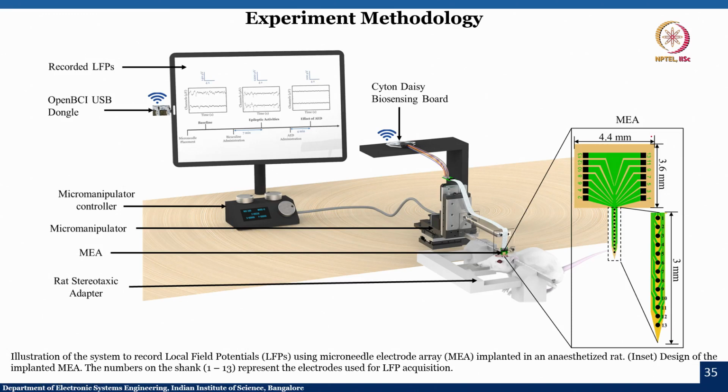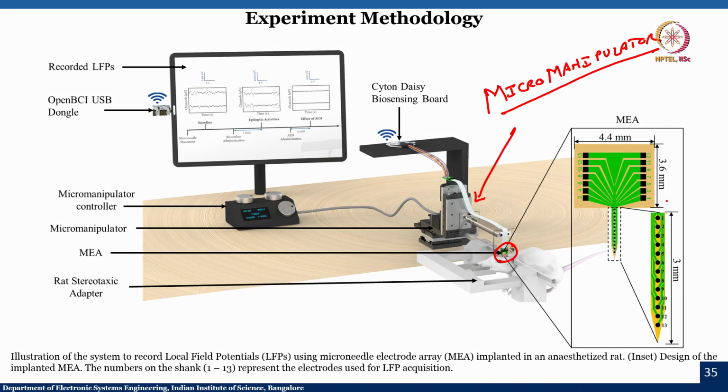What is the width of this chip? 4.4 millimeter by 3.6 millimeter. This is your micro electrode array, but in this case it is a needle, where the MEAs or electrode recording arrays are integrated onto the needle, alright. Now, we have this particular stuff, and this is nothing but your micro manipulator. On this micro manipulator we can integrate the microneedle, as you can see here.